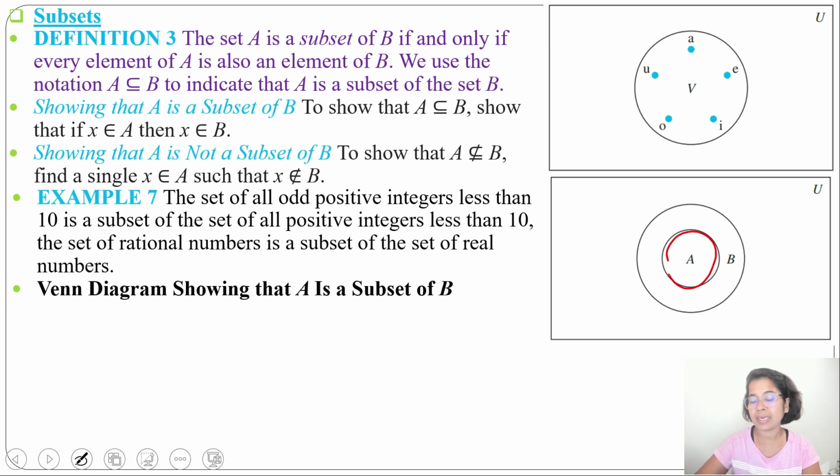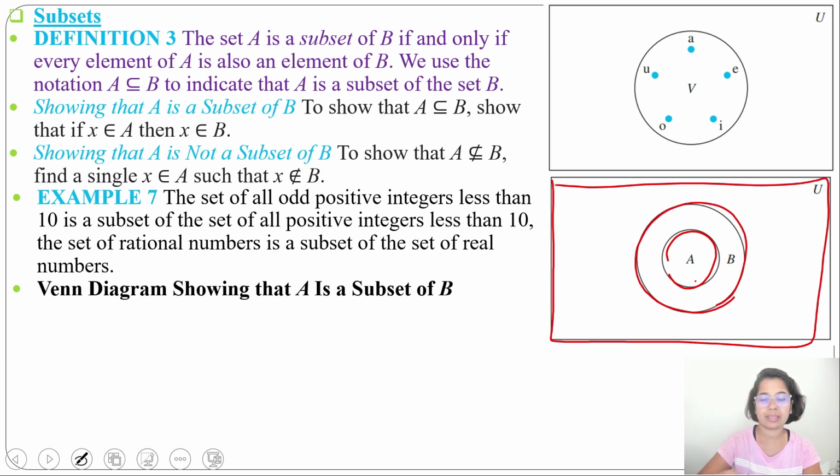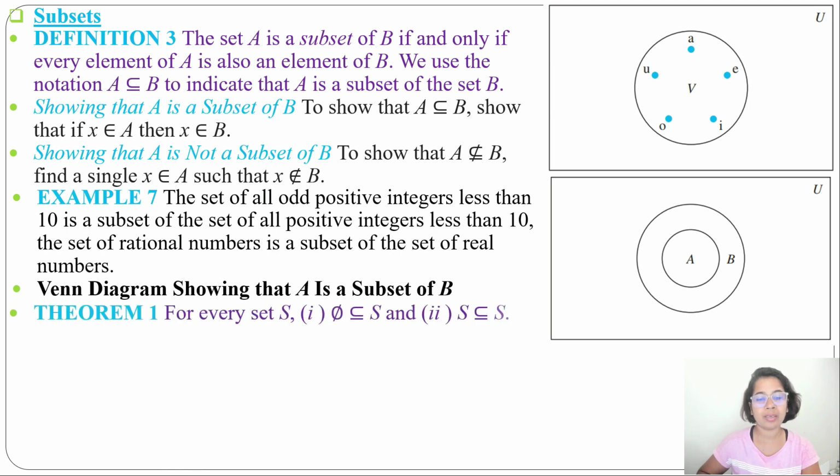A is one set, all elements of A are also in B. So A will be within B and there will be the universal set. Now Theorem 1: for every set S, phi is a subset of S and S is also a subset of S. So how will we prove that?